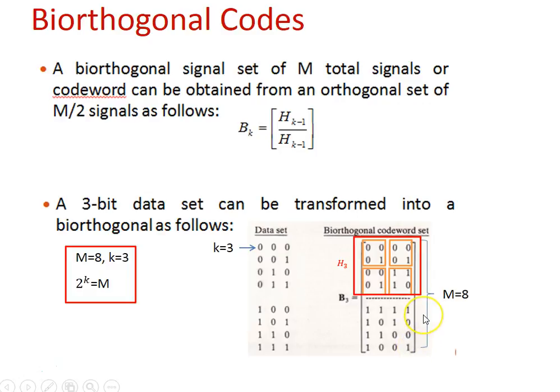Okay, so we can see, for example, that the data set of 0, 0, 0 is now being encoded to 0, 0, 0, 0. Meanwhile, for encoding the 1, 0, 0, it is given by the complement of 0, 0, 0, 0, which is 1, 1, 1, 1.